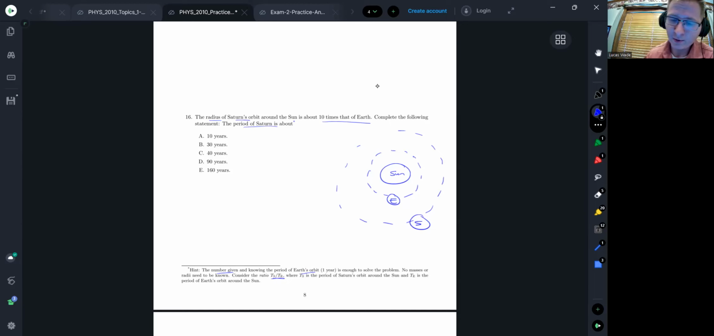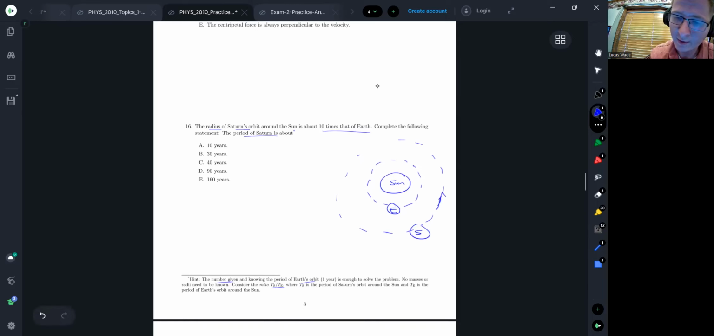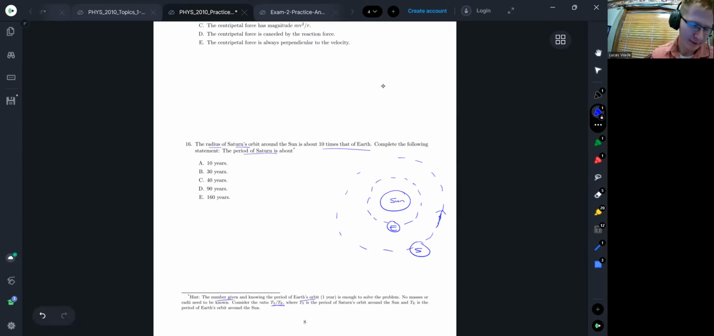It's because it has to cover a much larger distance as far as the circumference is concerned, going all the way around this circle. And so it's going to take a lot longer to do that. But let's not guess. Let's see if we can figure it out doing the math.